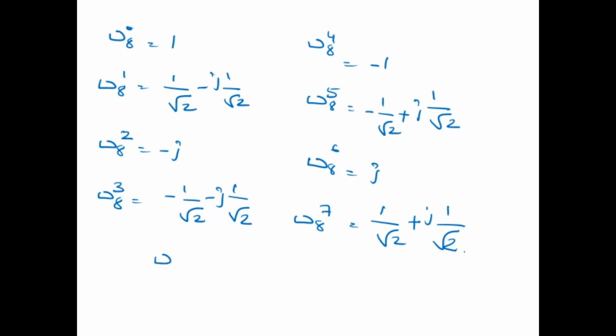And we know that omega 4 of 0 is omega 8 of 0. Omega 4 of 1 is omega 8 of 2. And omega 2 of 0 is omega 8 of 0. Let us find the output of the first stage. Compute the first stage output.